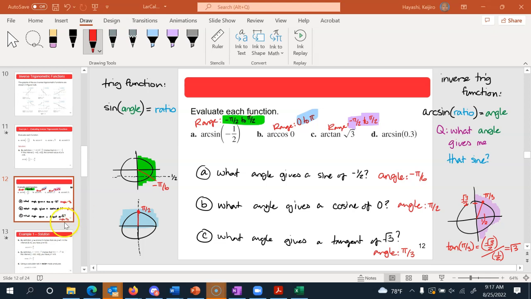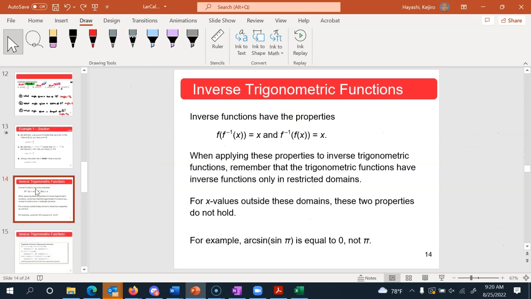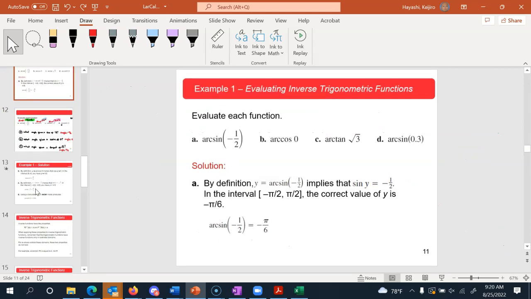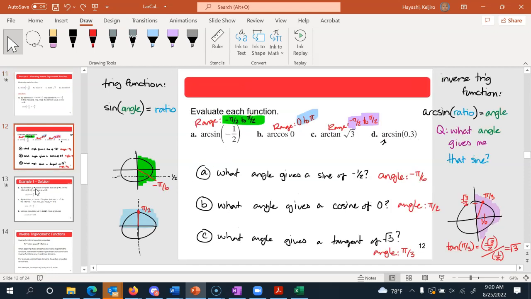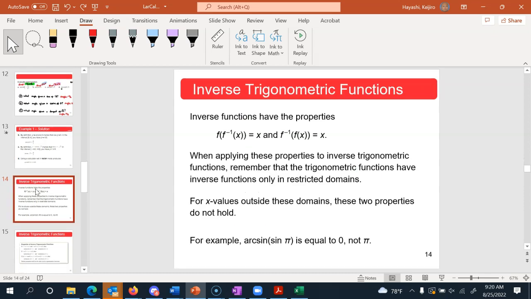Okay, I guess not. Okay. Right, negative pi over 6, pi over 2, and pi over 3, and then, okay, cool.